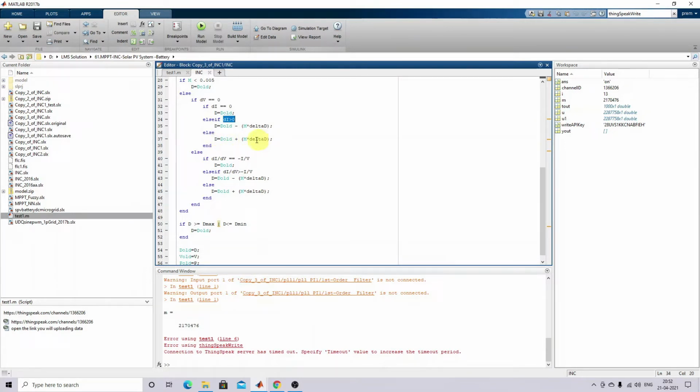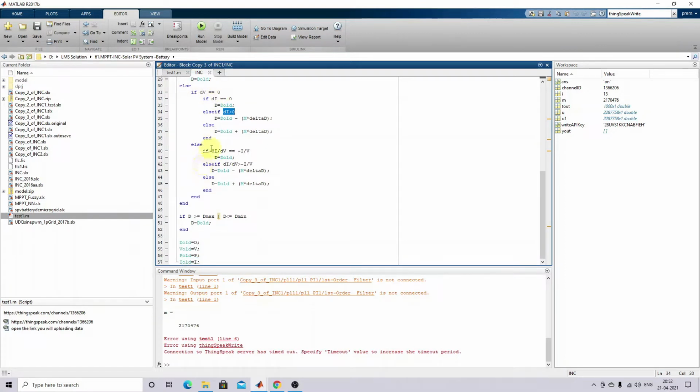So this is the first step in the incremental conductance. That means the first condition you have to check is dV and dI. If dV is not equal to 0, we come here and check the change in conductance against the actual conductance, whether both are equal or not. That means dI by dV equal to minus I by V. If both are equal, then you have to maintain the duty cycle as the previous duty cycle value.